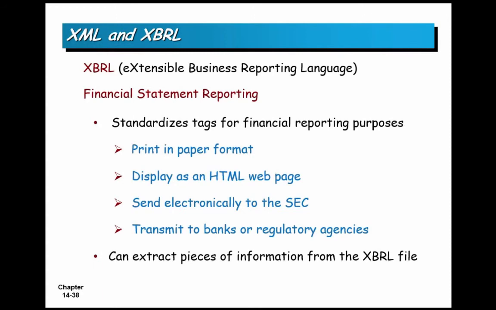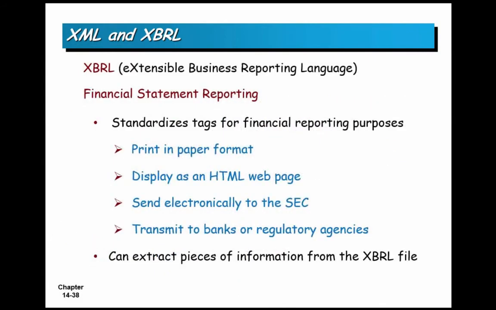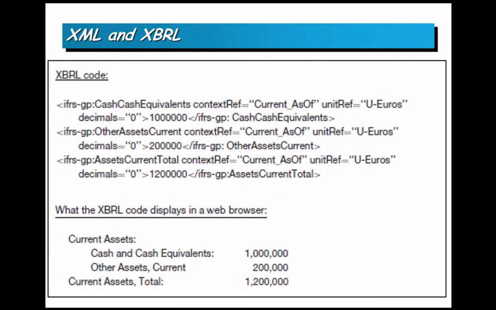So each field is a tag. Down here, this looks like a little piece of a financial statement, right? Current assets, whatever the numbers would be. You'd have a tag and a value. So this tag says, I'm sending you a field called cash equivalents, current as of, et cetera. And then you're saying the value is $1 million.